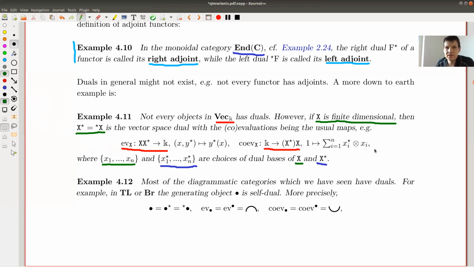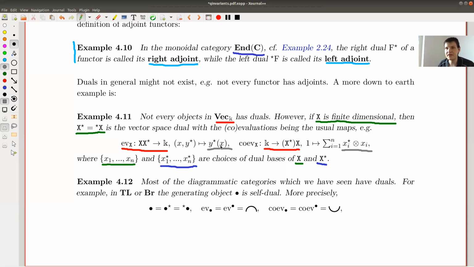And the co-evaluation is the co-pairing. In abstract figures, it's just this one. And the evaluation is an easy map. It just evaluates. So X dual is of course a linear function on X, and it's just evaluation. And everything is built such that it's non-degenerate because you have dual bases.